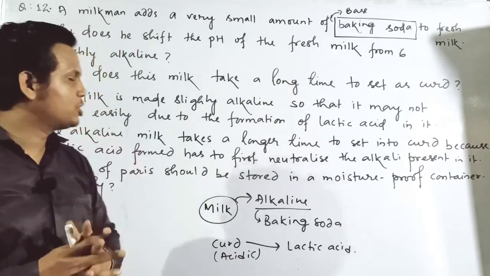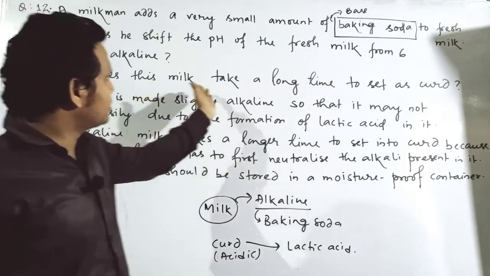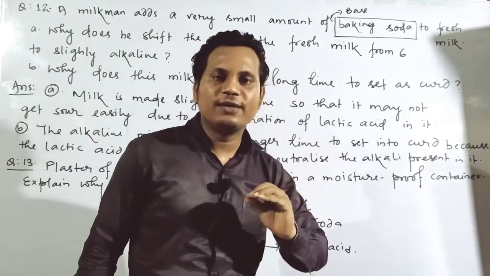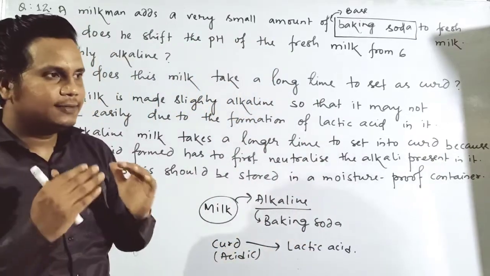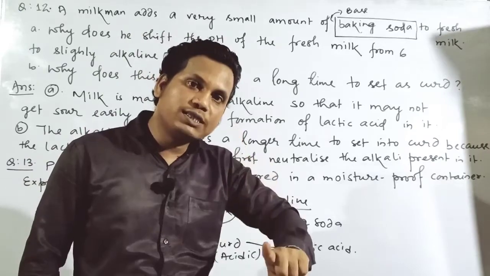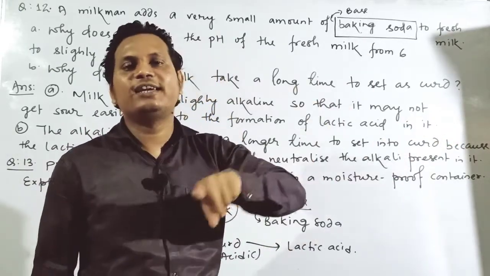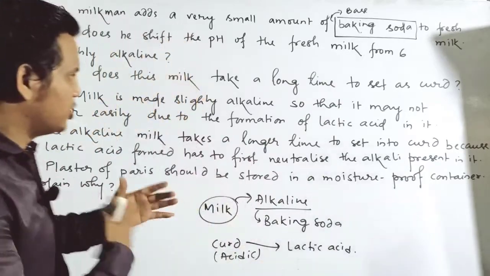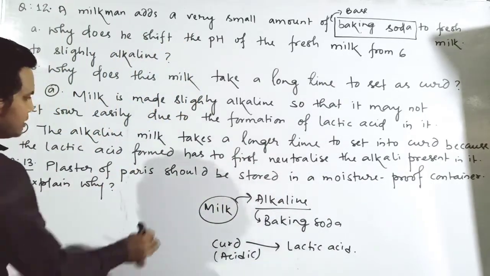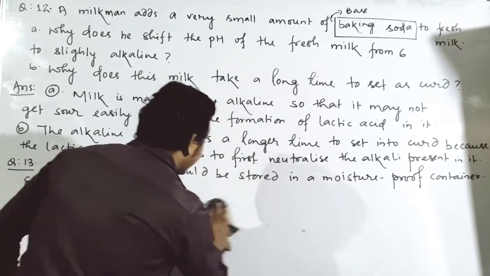Due to the formation of lactic acid. The second was, why does this milk take a longer time? So we can say that the lactic acid produced in the milk first has to neutralize the baking soda, and only then does it become acidic in nature. So this process will take some time. Okay. Next question is 13.